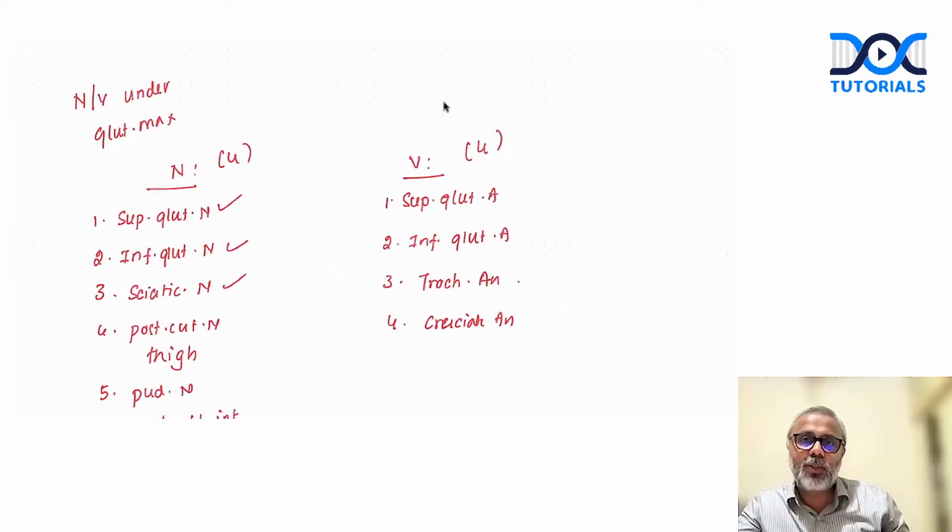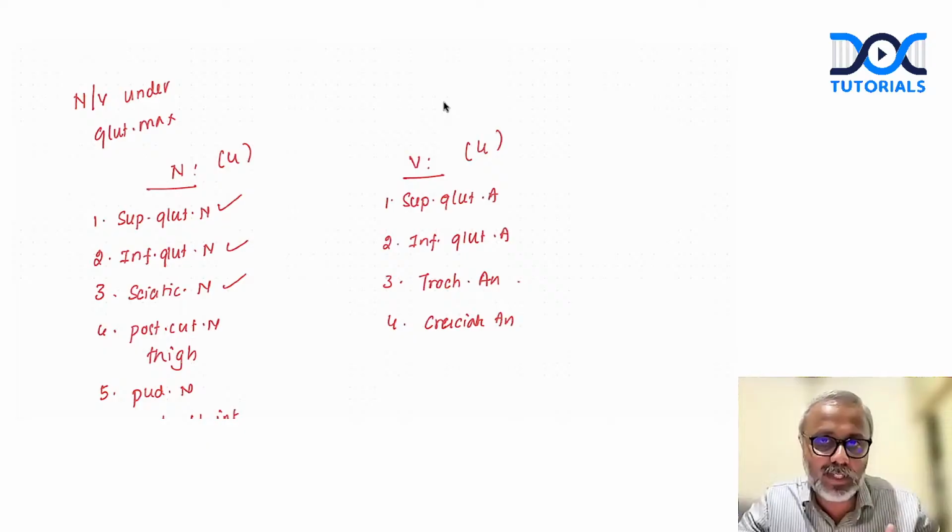What is posterior cutaneous nerve of the thigh? Which part of the lower limb does it carry sensation from? What is pudendal nerve? What is it a branch of? What are the structures supplied by it? What is nerve to obturator internus? What does it supply? What happens if this is paralyzed?